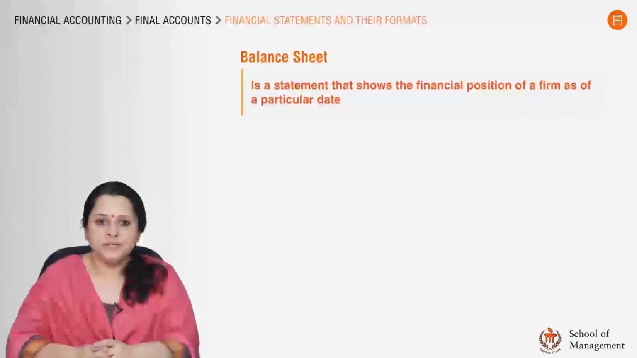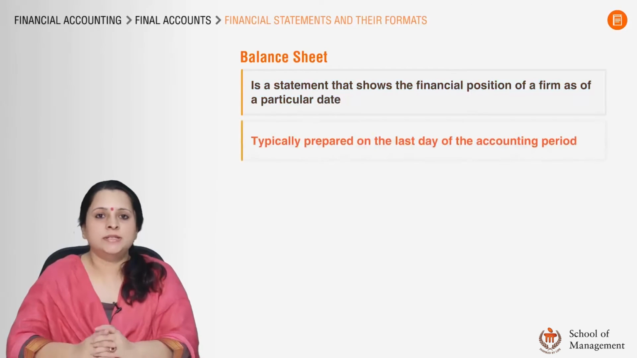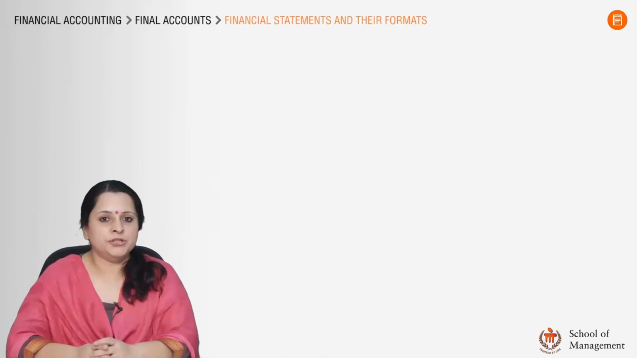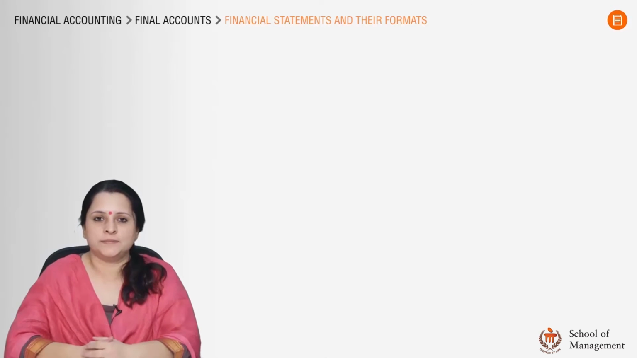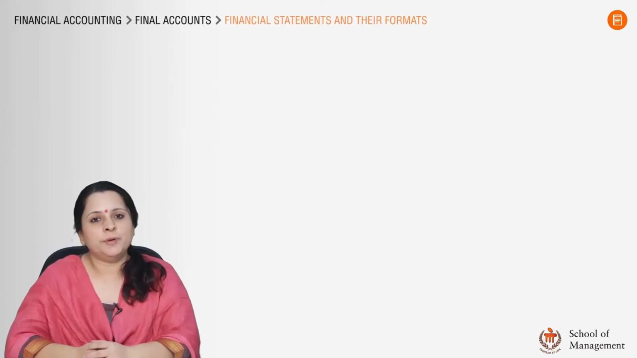The balance sheet is a statement that shows the financial position of a firm as of a particular date, typically the last day of the accounting period. By financial position, we mean the value of assets owned by the business and the value of liabilities owed by the business to third parties. Unlike the trading and profit and loss account, which are prepared for a period, the balance sheet, as I mentioned earlier, is always prepared as of a particular date.